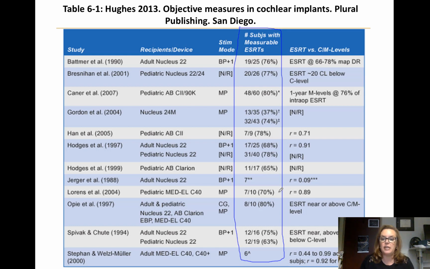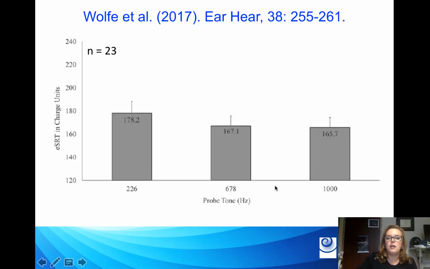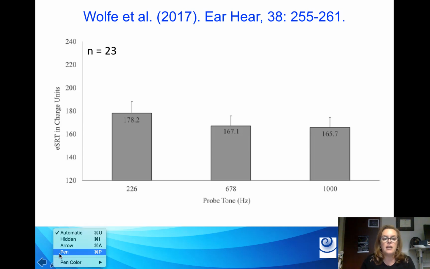I want to focus on this next study, which just came out last year. I think this is a very important study to point out that we might need to be changing our strategy and going beyond the default, so not just using that 226 hertz probe tone. This was a study by Jace, Wolf, and colleagues. They had 23 participants, and they measured ESRTs in all 23 of them. So they were actually able to measure ESRTs in 100% of the participants in that study. Now, I think what's important here is that they looked at, oops, sorry.